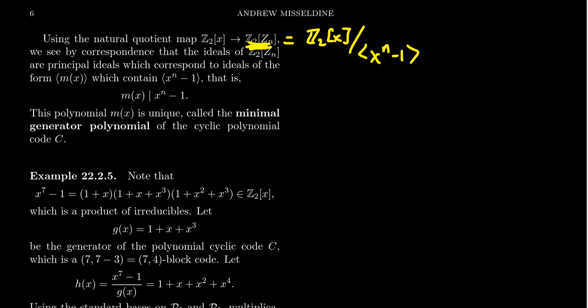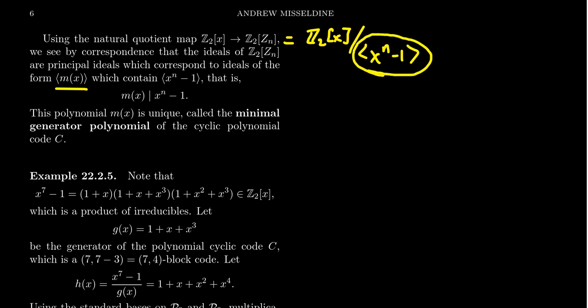We're going to look at ideals of our group ring, but the group ring is a quotient of a polynomial ring. This polynomial ring Z2[x] is a Euclidean domain because Z2 is a field. In particular, it's a principal ideal domain, and so every ideal of Z2[x] is principal. Does that have some consequence on the quotient, the group ring Z2[Zn]? Absolutely. We see from this correspondence that the ideals of the group ring Z2[Zn] are principal ideals, of the form (m(x)). So it's principal, it's generated by a polynomial, but we can do one better than that.